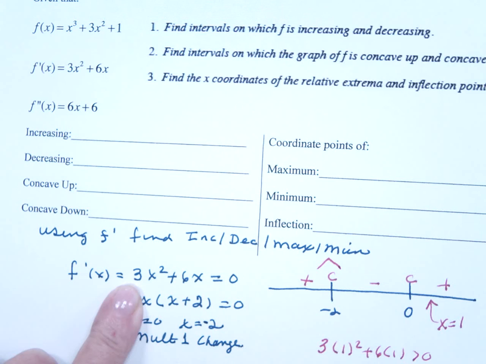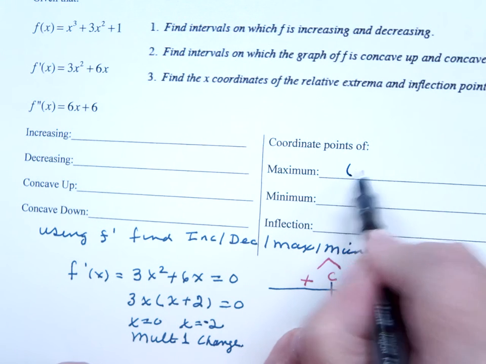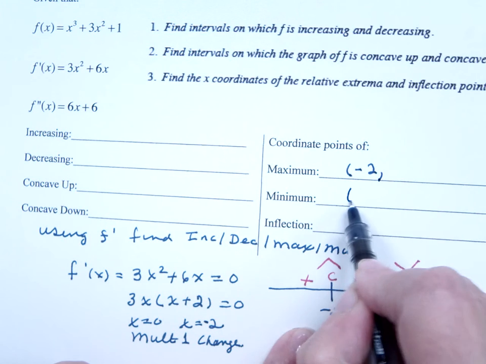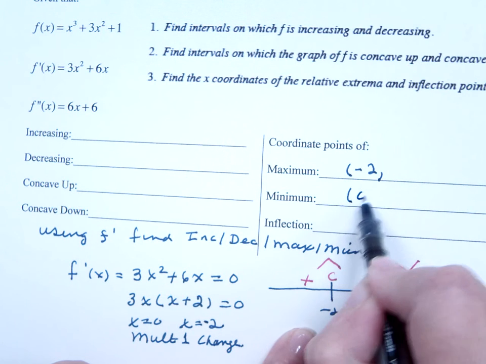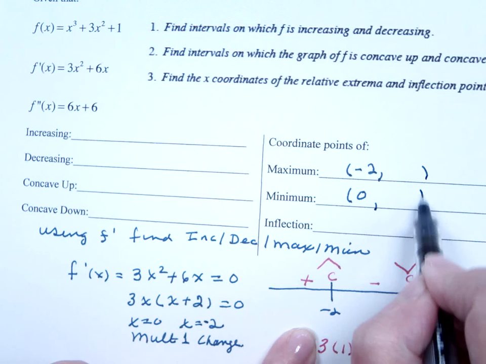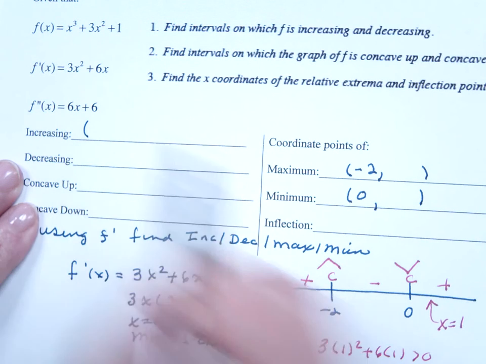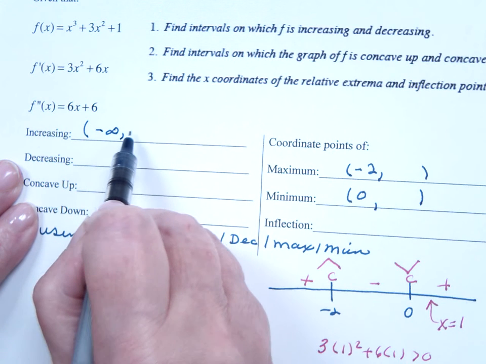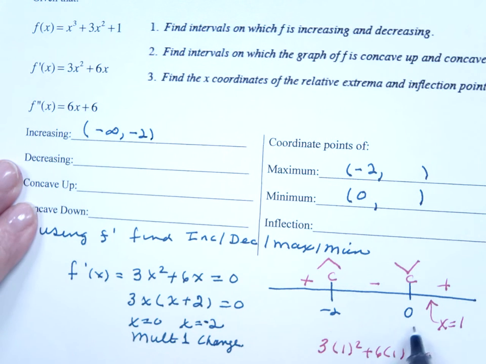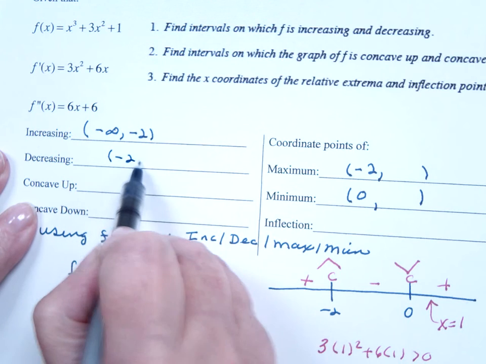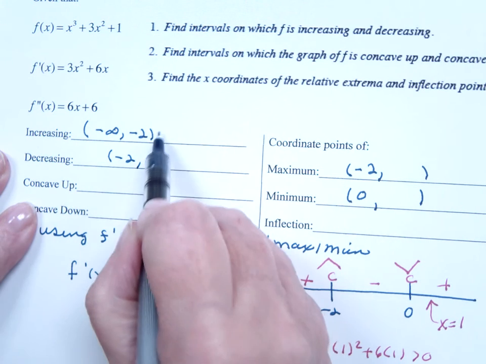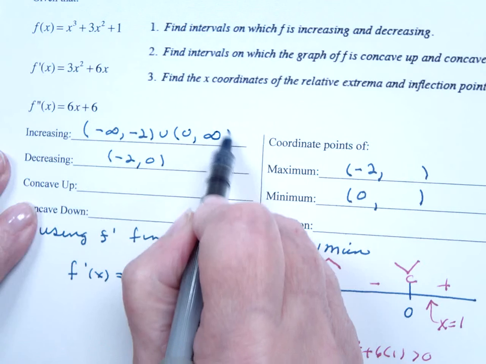Positive, negative, that's a max. Negative, positive, that's a min. So I know the x values of the max and min. The x value of the maximum is -2. The x value of the minimum is 0. I don't have the y value, but I do have the x value. It's increasing from, wherever I have a plus, -infinity to -2, then decreases between -2 and 0, and then increases again from 0 to infinity.